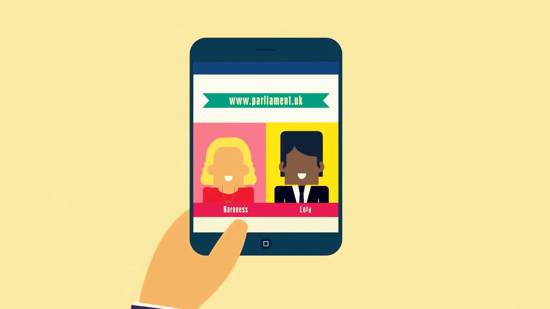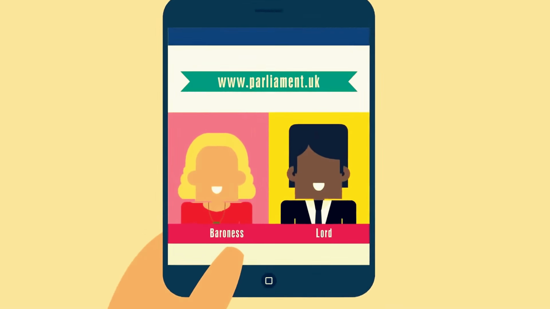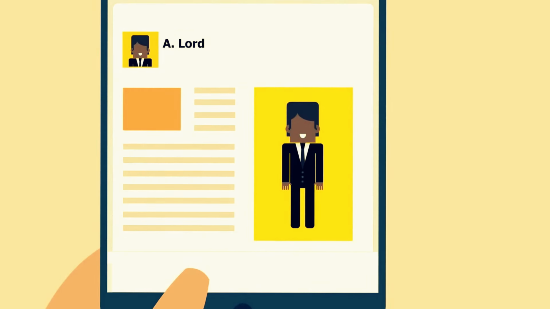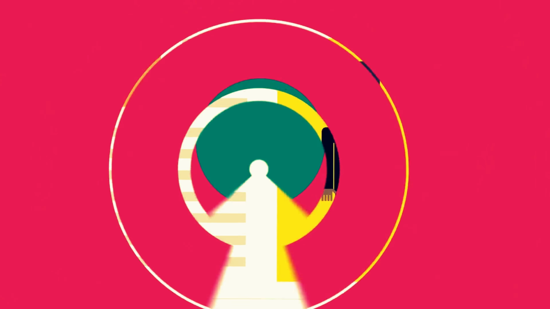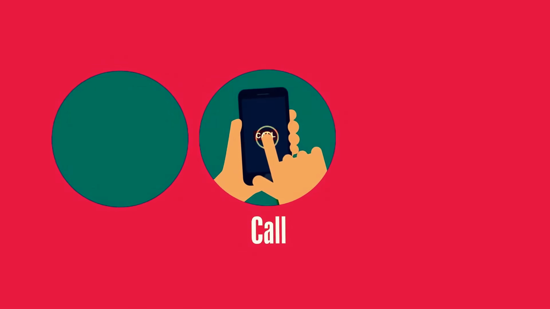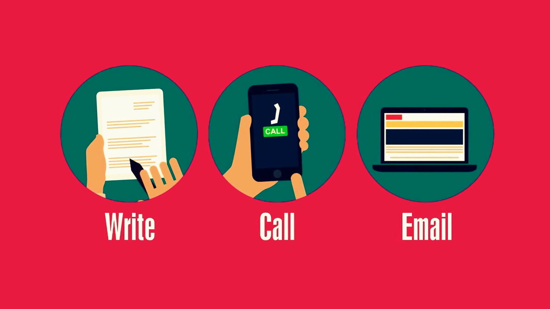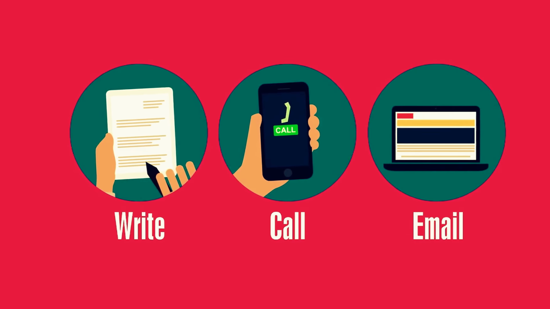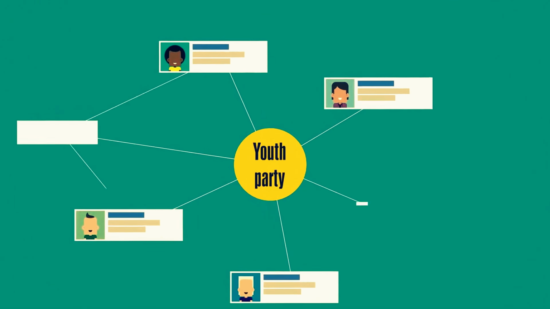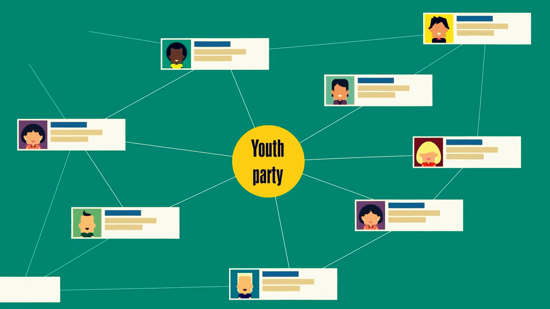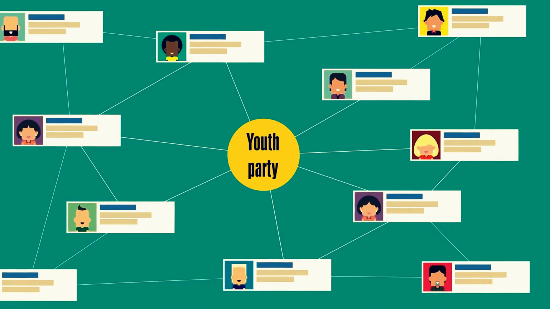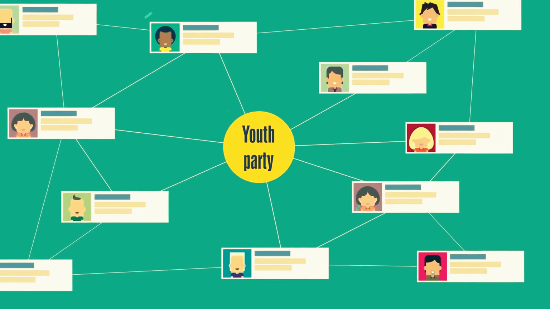Lords have knowledge and experience in specific subject areas. You can look them up by policy interest on the Parliament website. Anyone can contact any Lord or their local MP by letter, phone or email to discuss an issue that's important to them or their community. Sometimes though, there's strength in numbers, so to get your voice heard, you could join the youth section of a party or the UK Youth Parliament.